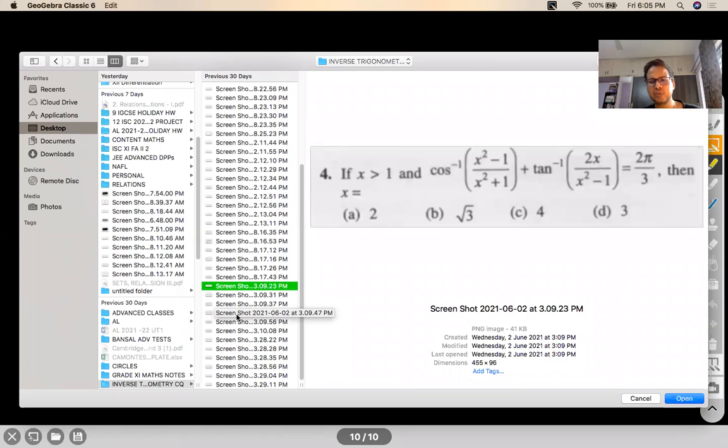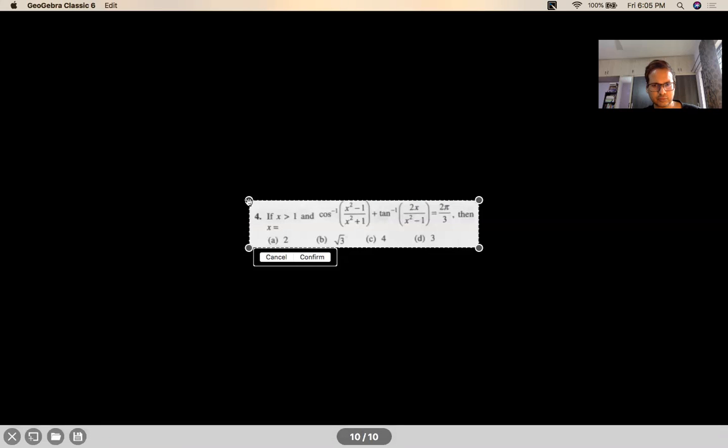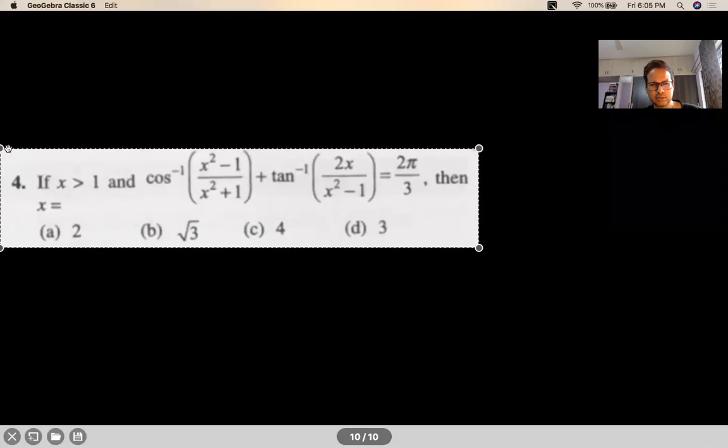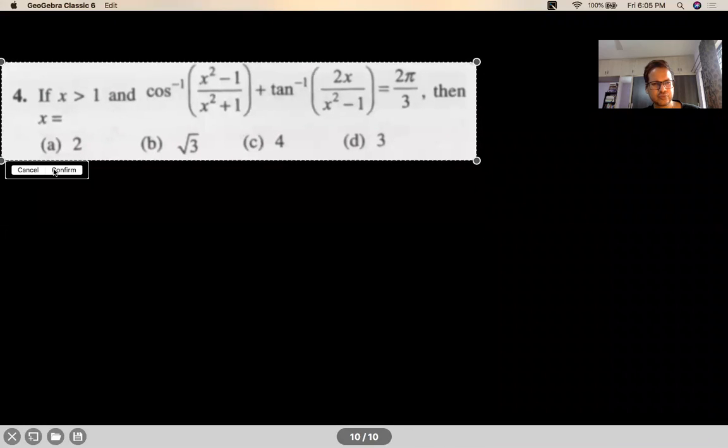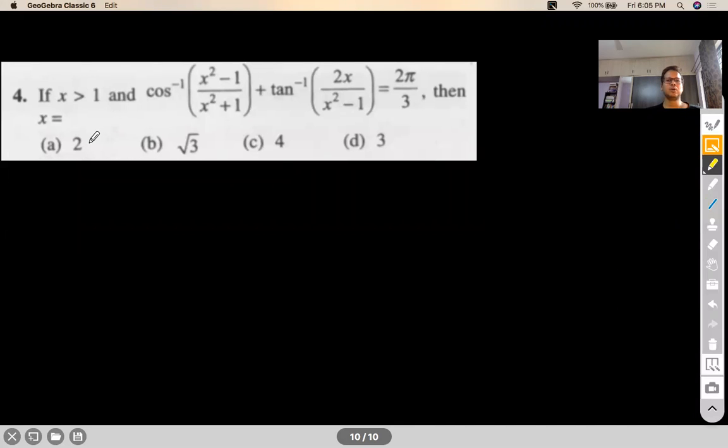I think you should be able to do this. Let's do this one. If x is greater than 1 and cos inverse of (x square minus 1) by (x square plus 1) plus tan inverse of 2x by (x square minus 1) is 2 pi by 3, then which of the following is your x? This time I would request you to give me a response on the chat box, because some of you are not clicking on the chat box and the poll. So please give me a response on the chat box.